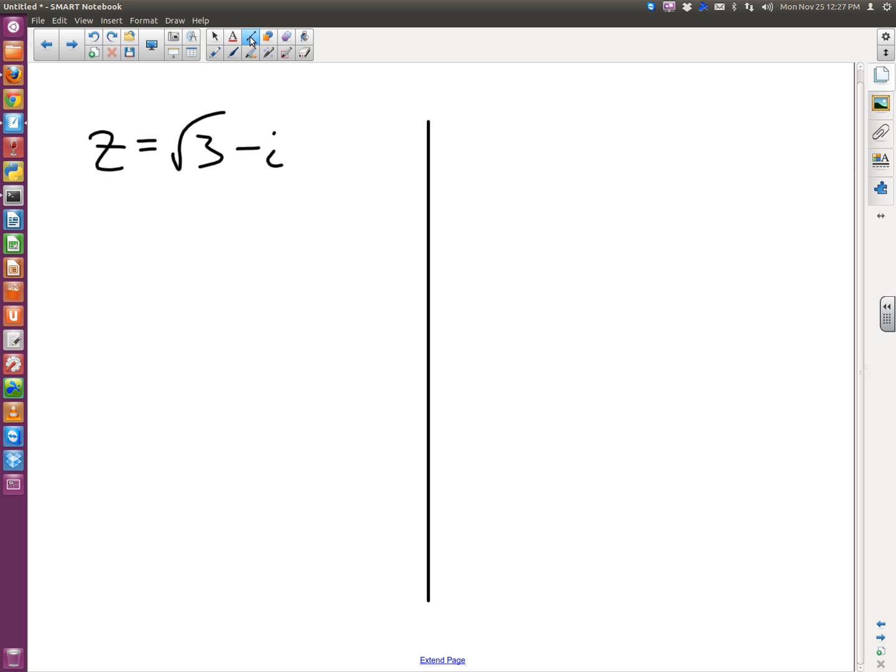So this is what you're going to do. Instead of the y-axis, you have an imaginary axis. Instead of the x-axis, you have a real axis. Now remember that this complex number is written in a plus bi form. What does that mean? The a is the real part and the b is the coefficient of the i. So a equals what in this case? Rad 3, and b equals what? Negative 1.